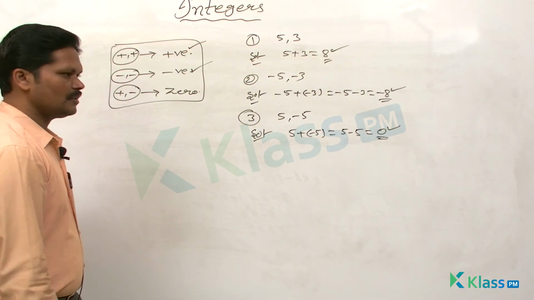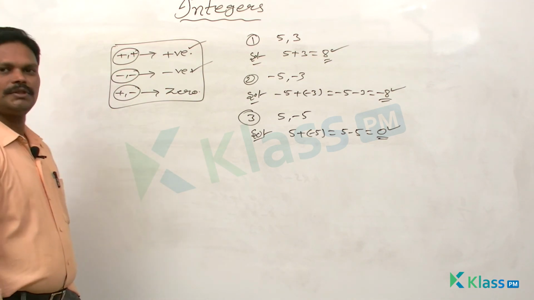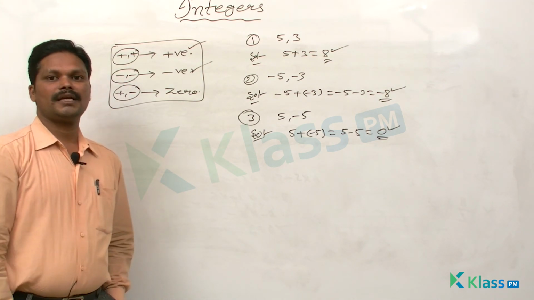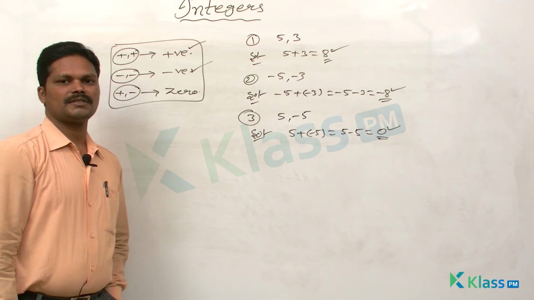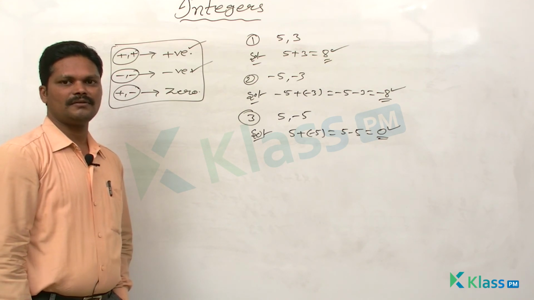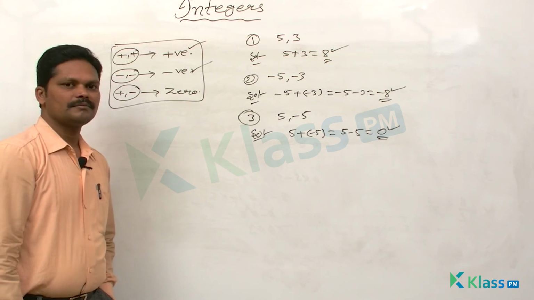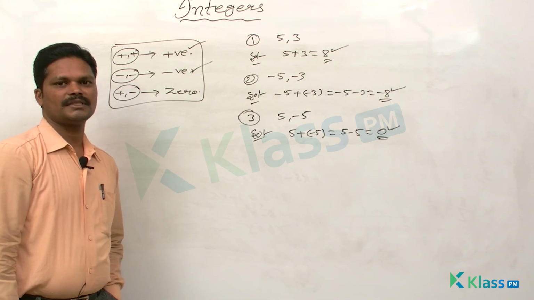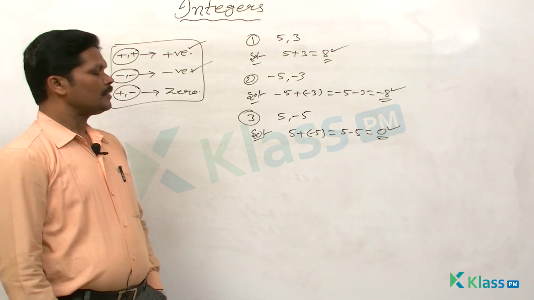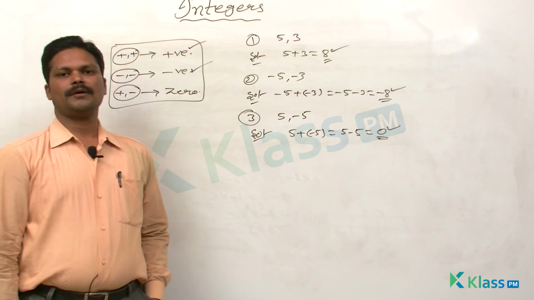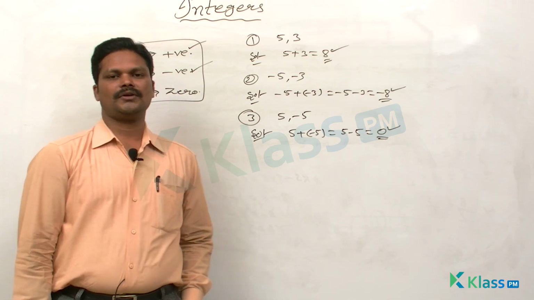In addition, if we are adding two numbers, we will get three kinds of answers: one is positive, the second is negative, and the third is 0. That is based on the situation and the question. So this is the complete chapter of integers in your class.